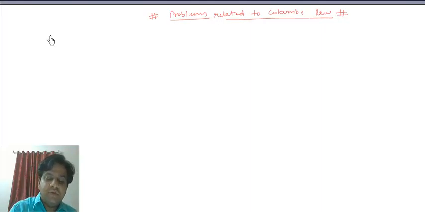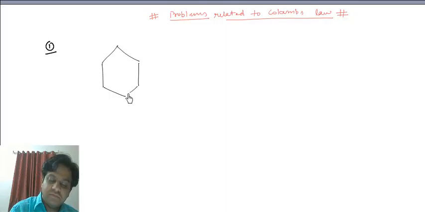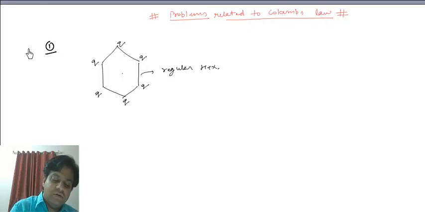So let's take up some common problems related to Coulomb's law in this lecture. For example, a very basic problem is this: let's say I have 6 charges on the vertices of this regular hexagon, then what is the net force on a +1 Coulomb charge kept at center O?